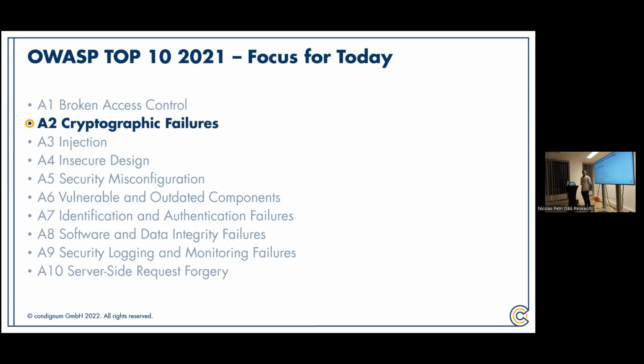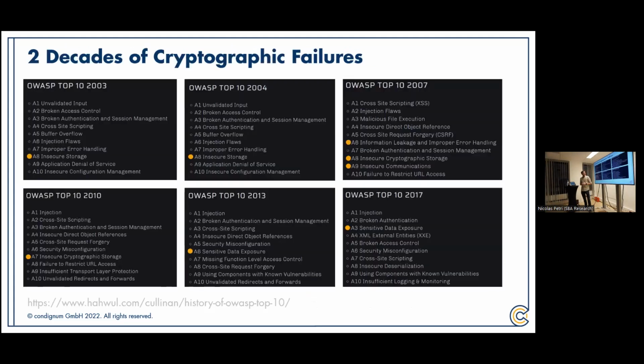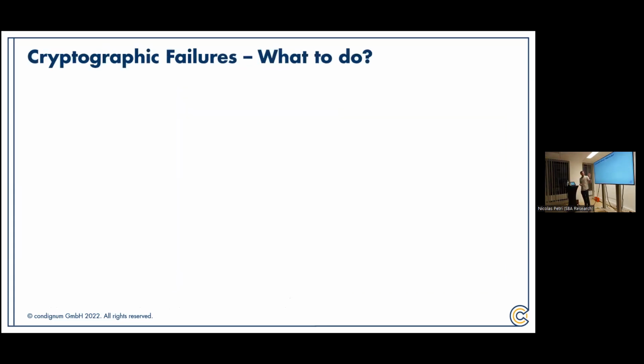The second one, cryptographic failures. If we have a look back at the last 20 years, we can see it was always there. It was named differently sometimes, but it was always there, and it was always somewhere in the middle. And at the moment it's becoming a little bit more prominent because cryptography gets more common and is used more often. And so of course, more mistakes are made. So what are the best practices for crypto usage?